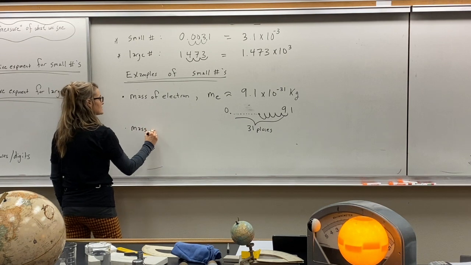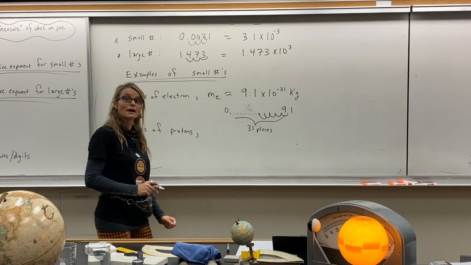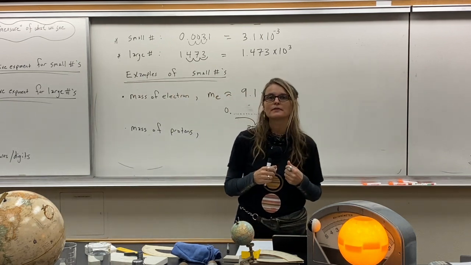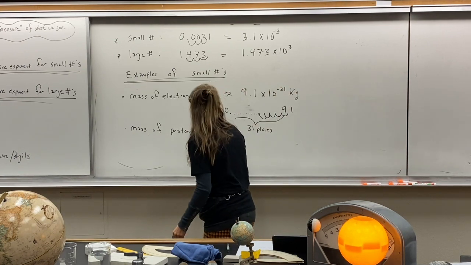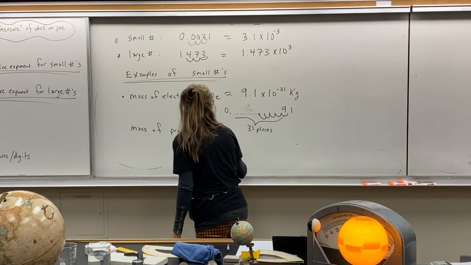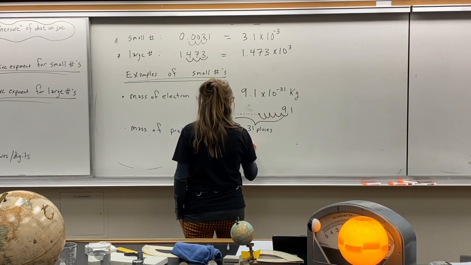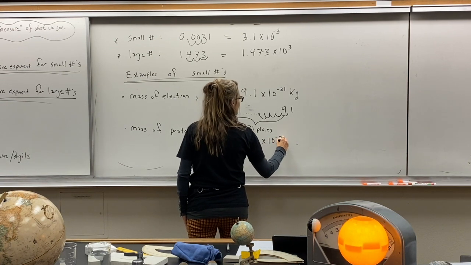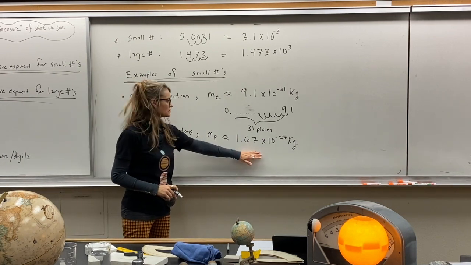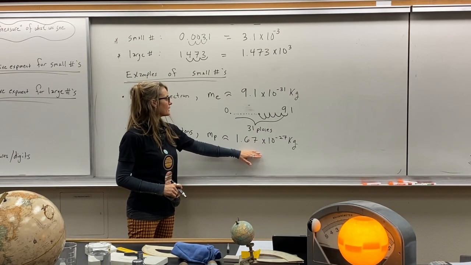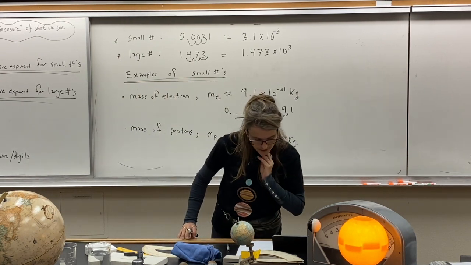It's a little heavier. This is in the center of atoms. Mass of a proton, like protons that smash together inside our star, the sun, to make the energy, is really small, but it's a little heavier than the mass of an electron. This number is 1.67 times 10 to the minus 27 kilograms. So you can see a proton is a really, really small amount of mass, but it's obviously a little heavier than an electron.